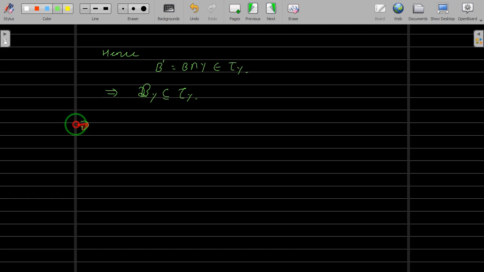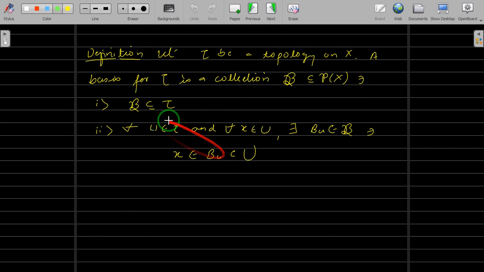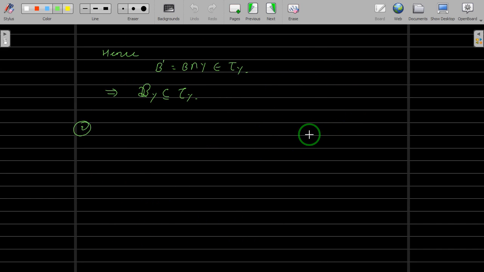Let us take the second point now. For the second point, let me again take you to the definition of a basis. For all open sets in the topology, if you take any element in that open set, something happens. To check this, let us first take one open set in the space tau_Y. So let V belong to tau_Y, and take one element in this V.